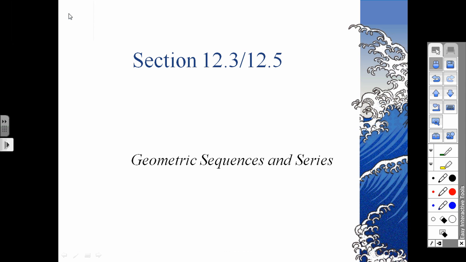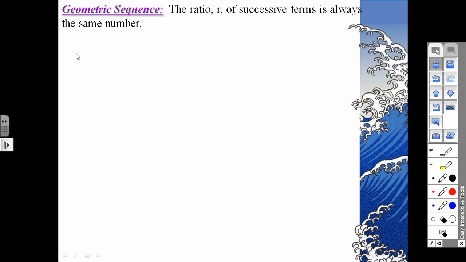Okay, so let's talk about our geometric sequences and series now, and take a look at how they're different from the arithmetic sequence and series we just talked about. A geometric sequence is basically where instead of adding the same number each time to get to the next term in your sequence, you're going to multiply by the same number each time. And so what that gives us is a common ratio.